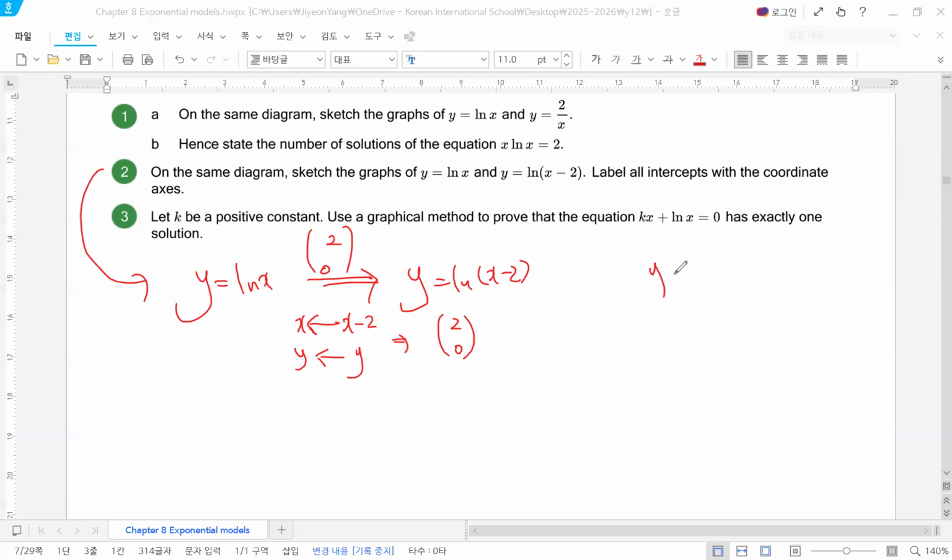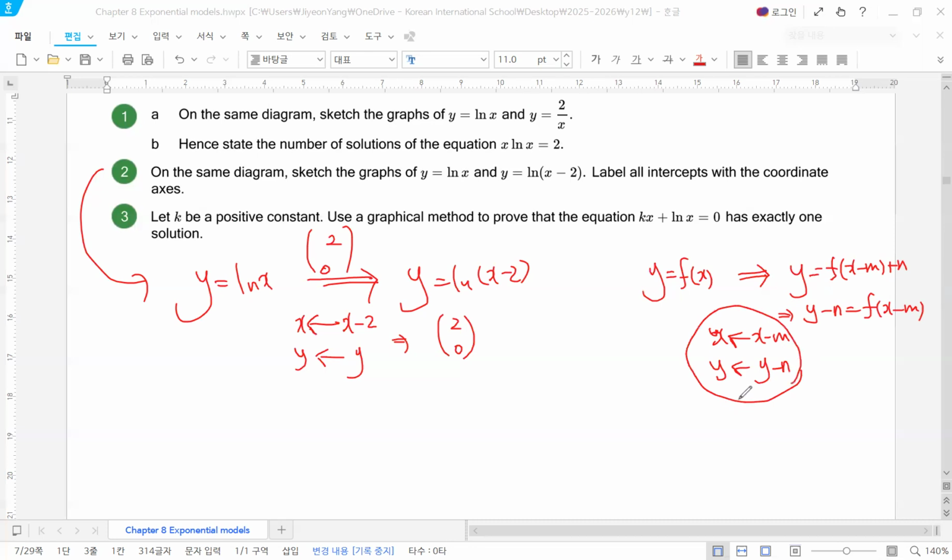Please bring back your memory: if y equals f(x) is transformed to y equals f(x minus m) plus n, it means that y minus n equals f(x minus m). It means that you put x minus m to x and you substitute y minus n to y. It is a translation represented by (m,n) as its vector, okay? Please remember it.